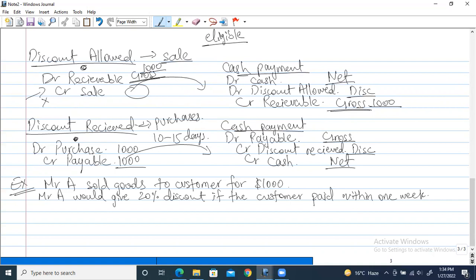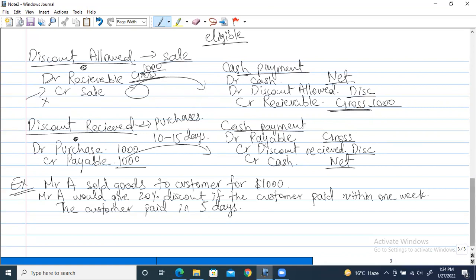And as I told you above, in every settlement discount question, there will be a condition attached. So you can see this is the condition, that if the customer paid within 1 week, he would give 20% discount, right? And below it would be written as the customer paid in 5 days. Okay, so obviously if he paid within 5 days, he would have gotten the discount, right? That's simple, because it's within 1 week. So that's why in 5 days he got the discount, right?